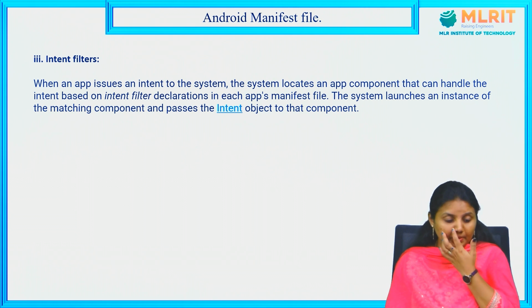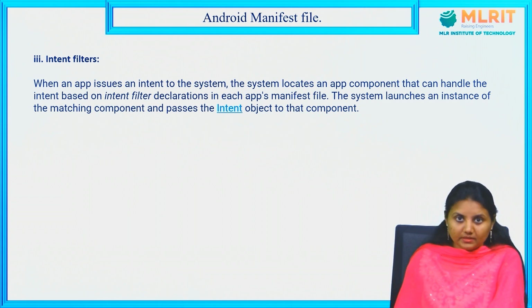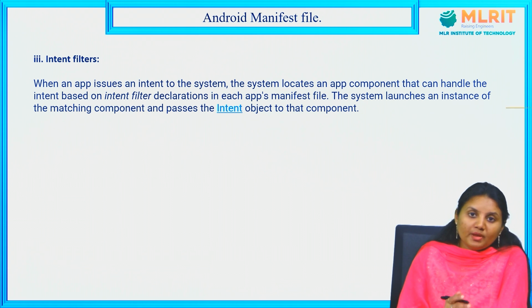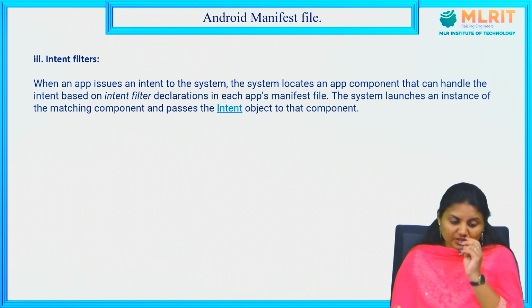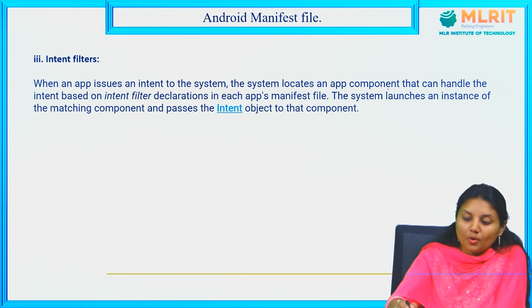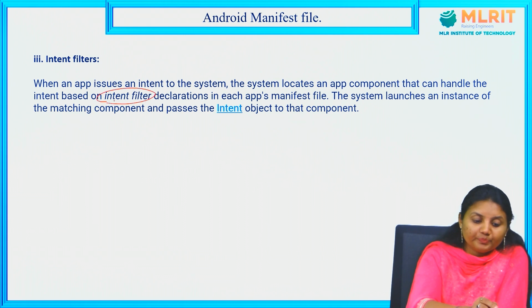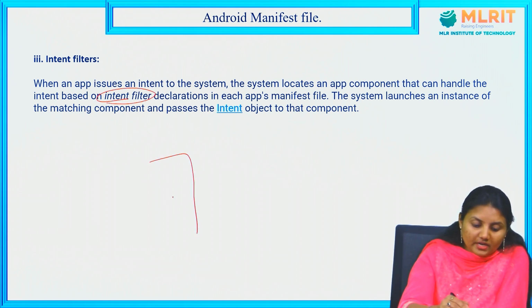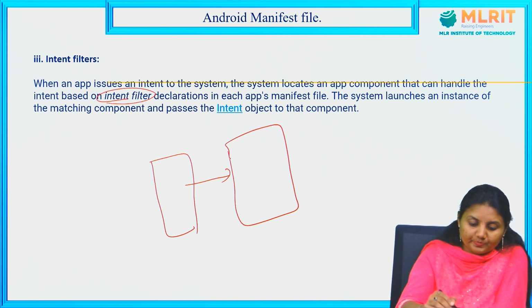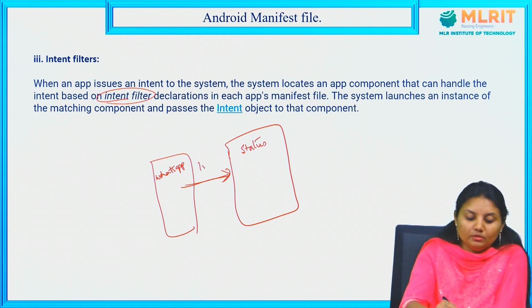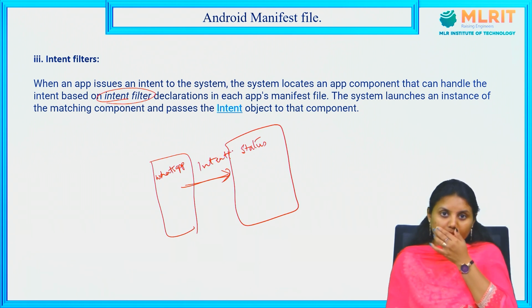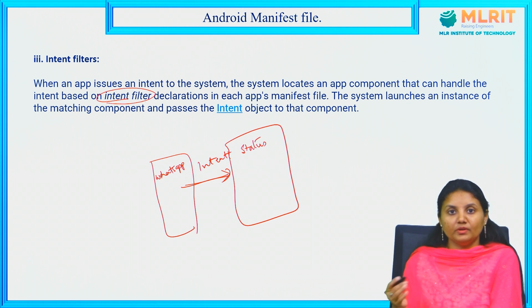Now intents. Coming to intents. Intent is also one type of activity that we are talking about. An intent may belong to one application or may belong to different applications. When an app issues an intent, the system locates an app component that can handle the intent based on the intent filter. If you want to navigate from one page to another page, say this is WhatsApp, and here this is WhatsApp status, from this page to this page, what do we use? Intents. There are two different types of intents.